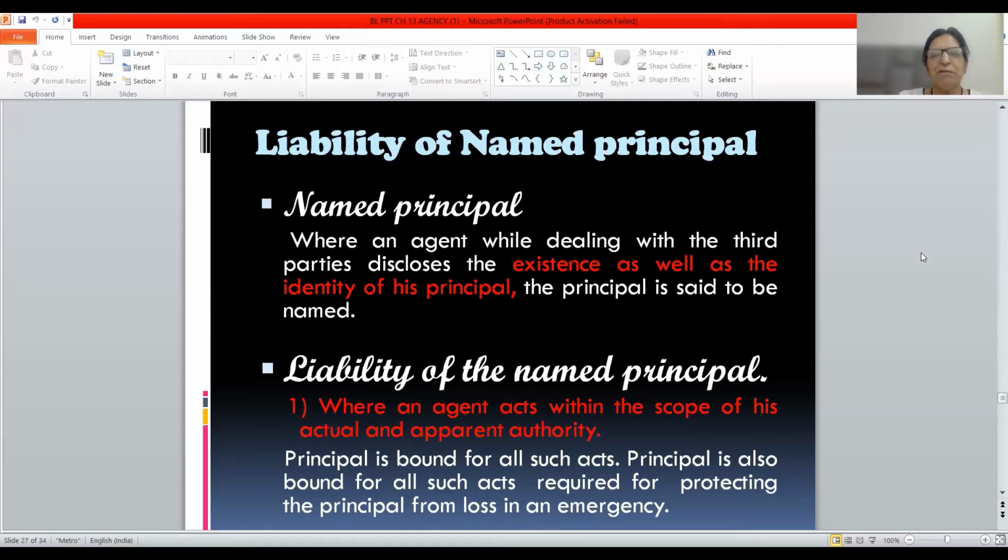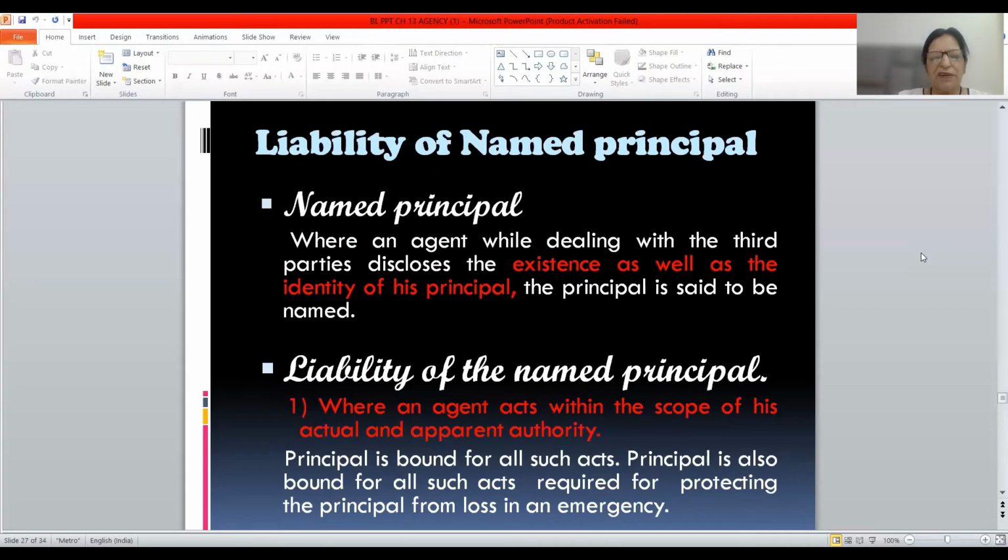A principal is said to be a named principal when his identity as well as existence are both disclosed by the agent to the third parties. Third parties know that somebody is acting on behalf of a principal, and on whose behalf he is acting is also known to the third party. So in such a case, friends, the principal is said to be a named principal. How is the named principal liable to the third party? This I would like to discuss under 5 points.